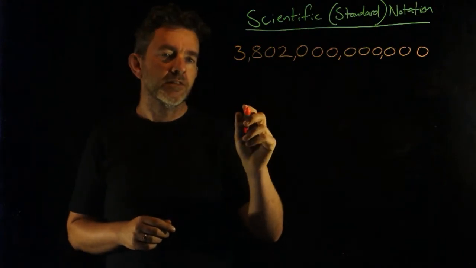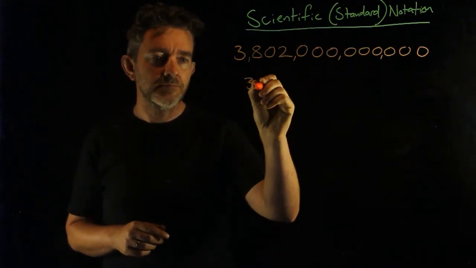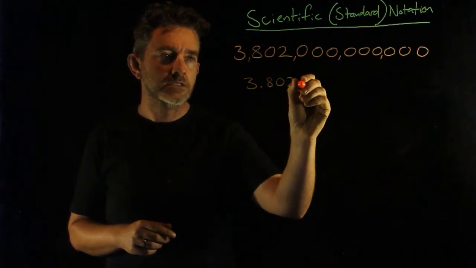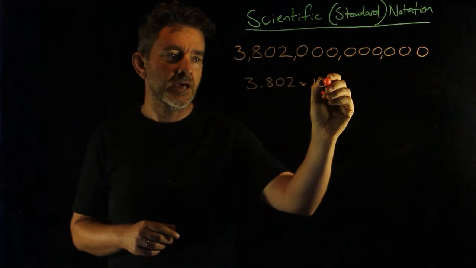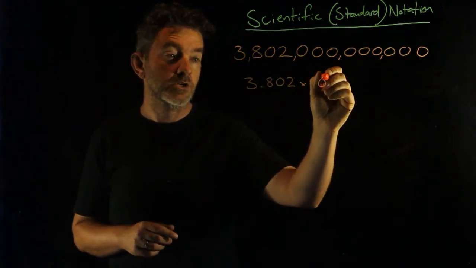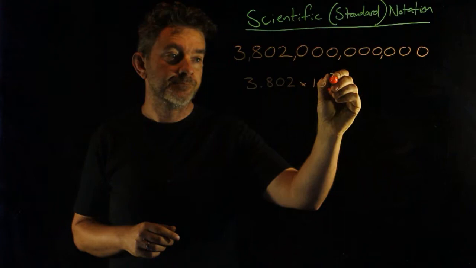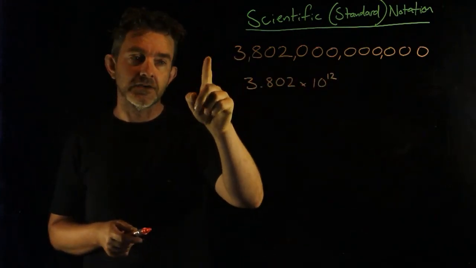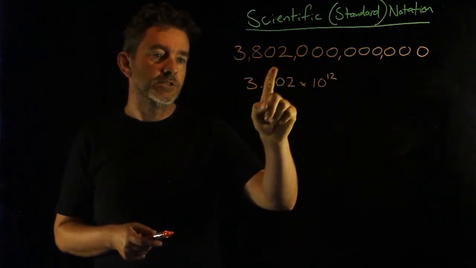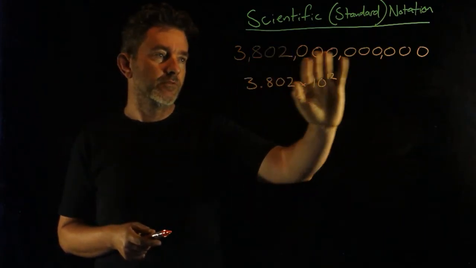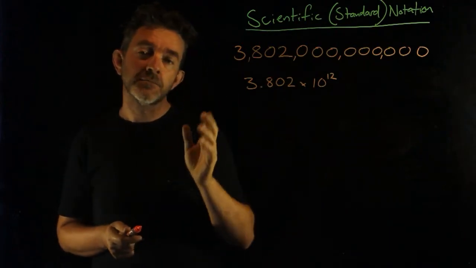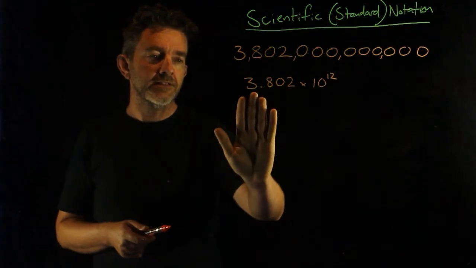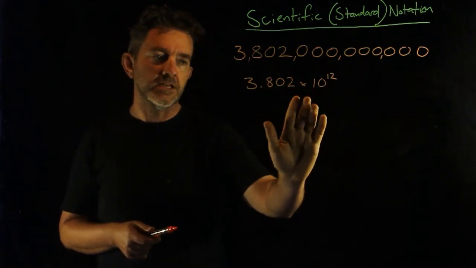If I want to rewrite this, I can rewrite it as 3.802 times 10 to the power of 12. So hopefully you can see the similarity between this number and this number. We've got the 3, the 8, the 0 and the 2 here. Then we've got rid of all of these extra zeros. These numbers mean exactly the same thing. This is it written out in full, and this here uses a bit of shorthand.